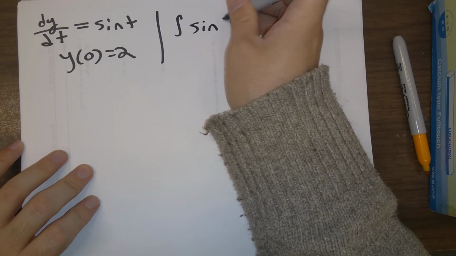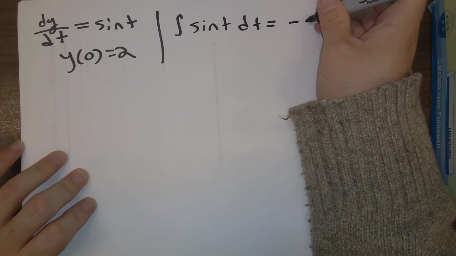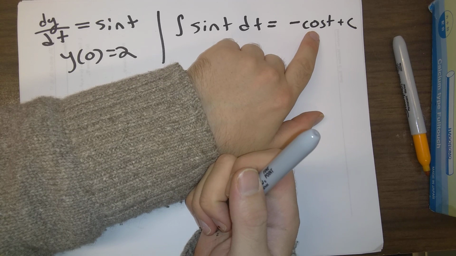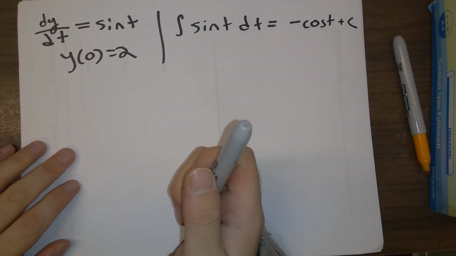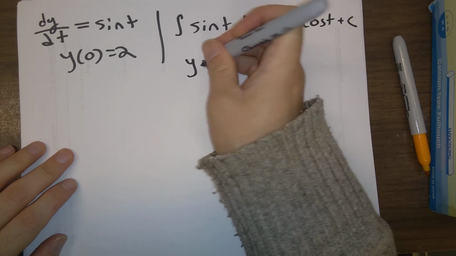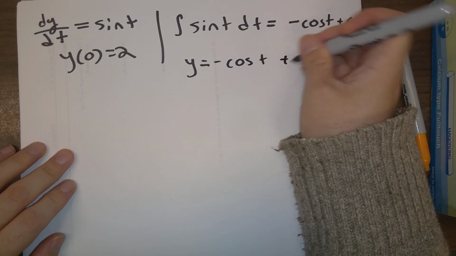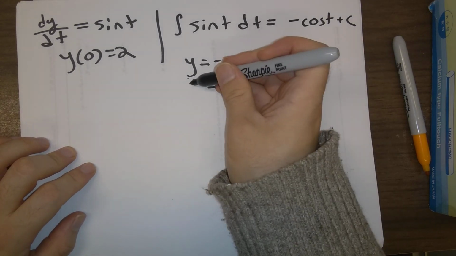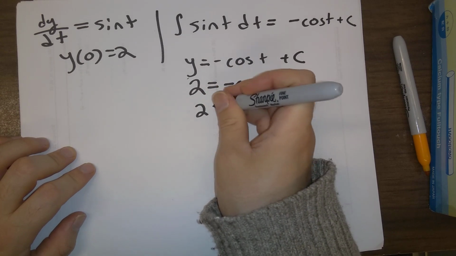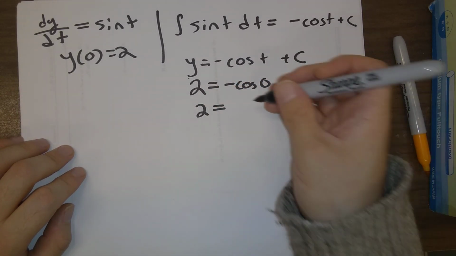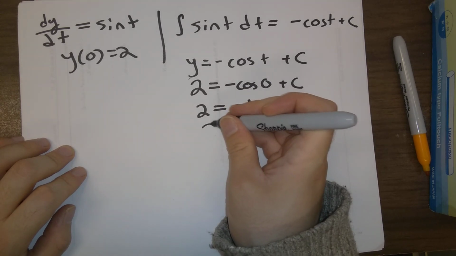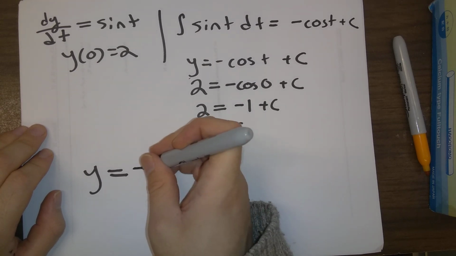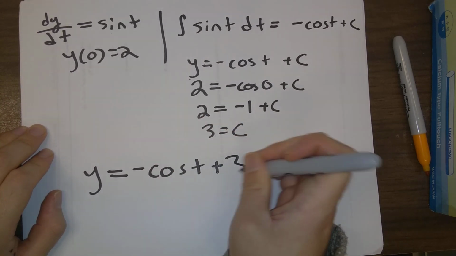To find the general solution, we integrate sine t dt, and we get minus cosine t plus c. Realize here the derivative of minus cosine t is sine t, so that checks out. So y is equal to minus cosine t plus c. When t is 0, y needs to be 2. So 2 is equal to minus 1 plus c. So c is equal to 3. So our solution here is y is minus cosine t plus 3.